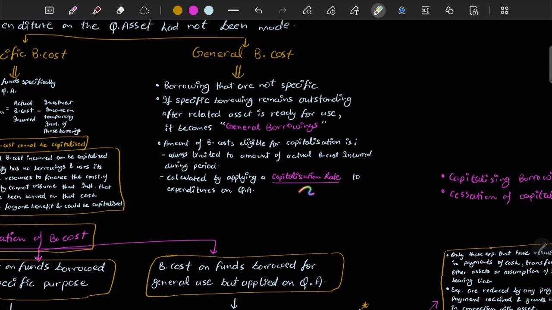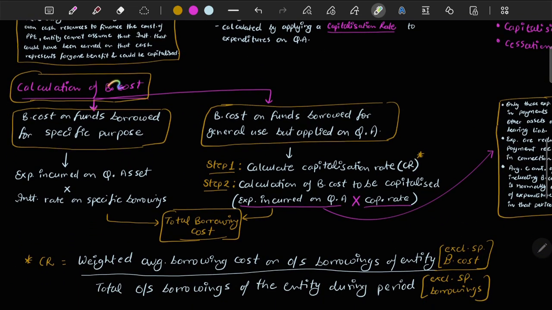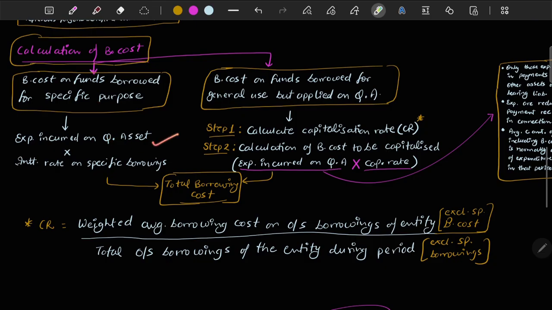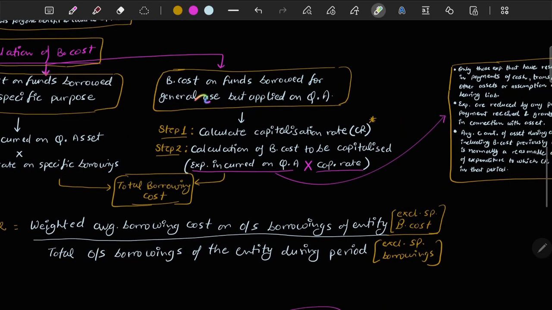Calculated by applying a capitalization rate to expenditure on qualifying asset. Now we are calculating the borrowing cost. So this is specific borrowing cost, this is general borrowing cost. On funds borrowed for specific purpose, expenditure incurred on qualifying asset into interest rate on specific borrowings. Then borrowing cost on funds borrowed for general purpose but applied on qualifying asset. Firstly calculate capitalization rate, then calculate borrowing cost to be capitalized.